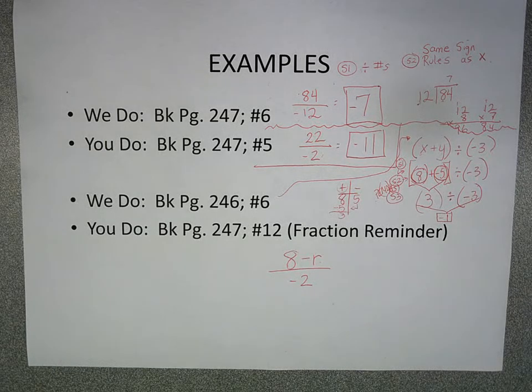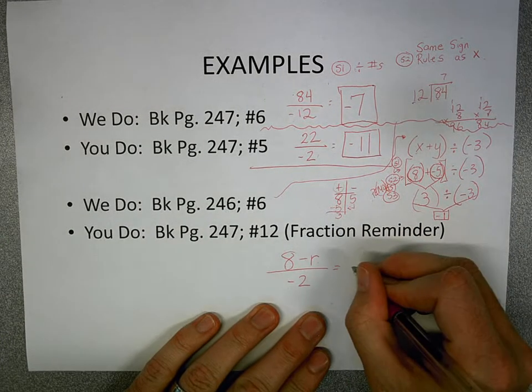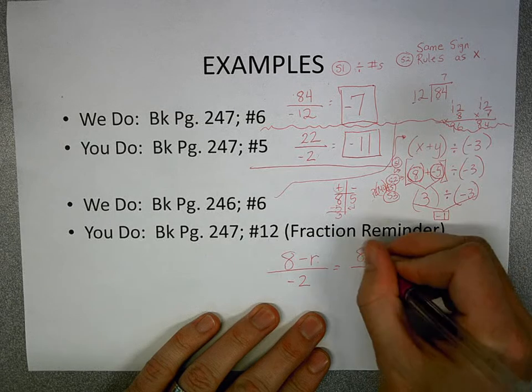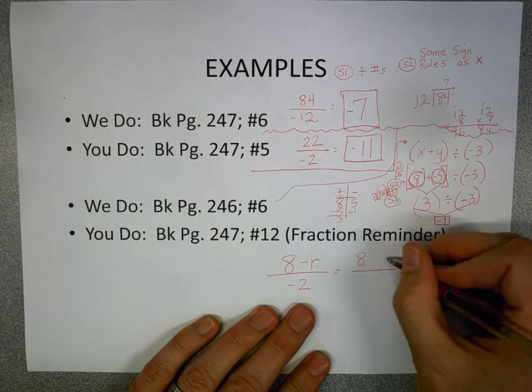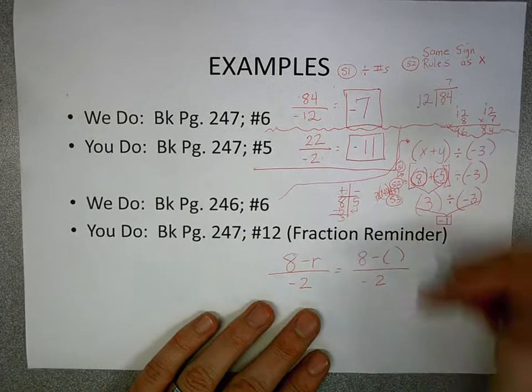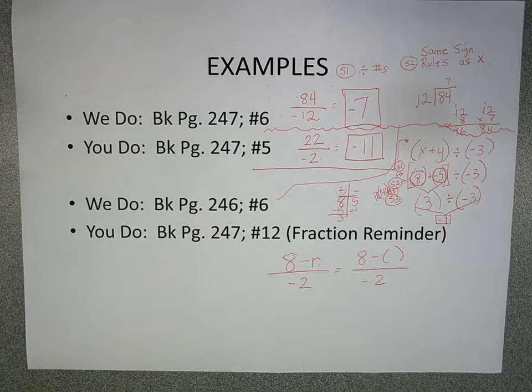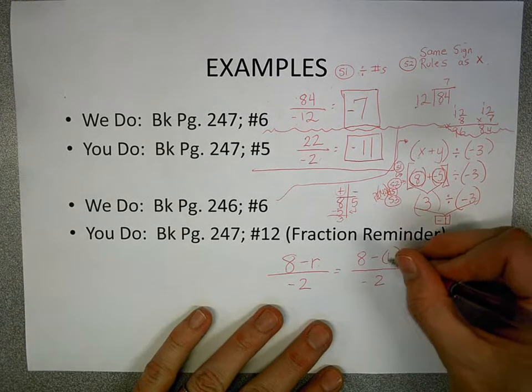Okay. All right, so here we go. 8 minus r divided by negative 2. So I'm going to rewrite it. I'm going to put parentheses where the r is. So it's 8 minus parentheses divided by negative 2. So remember, step 2 is I'm plugging in what r is. So in the directions it says evaluate each expression if r equals 12.